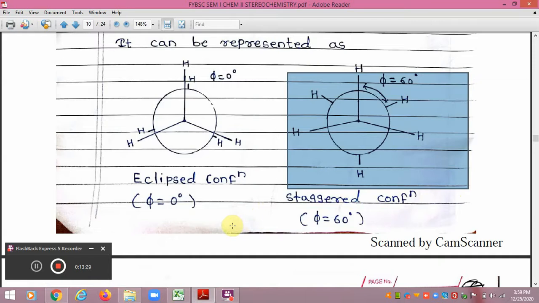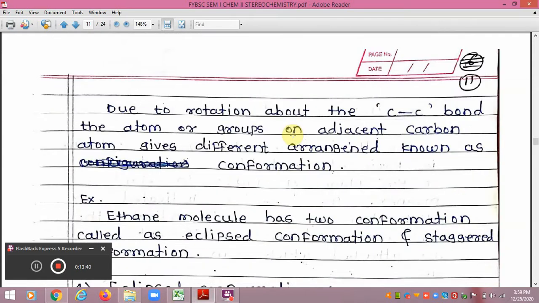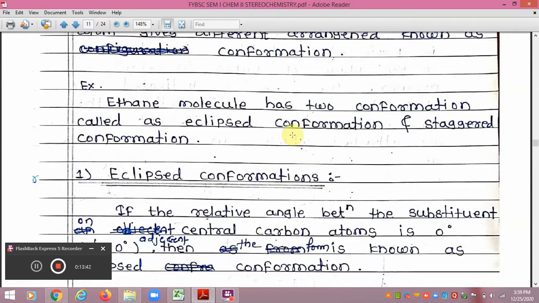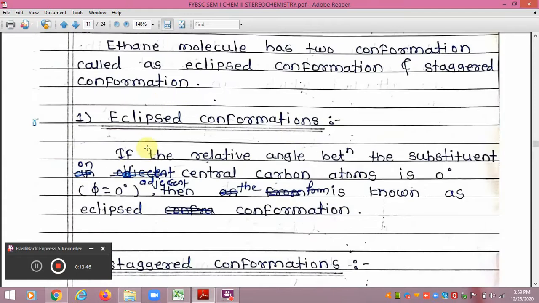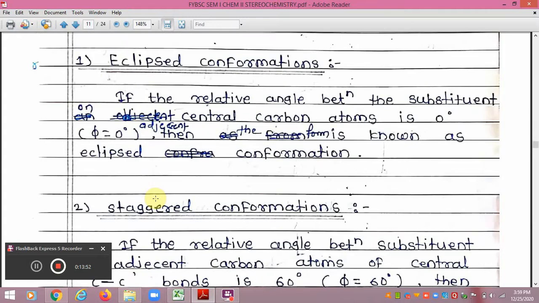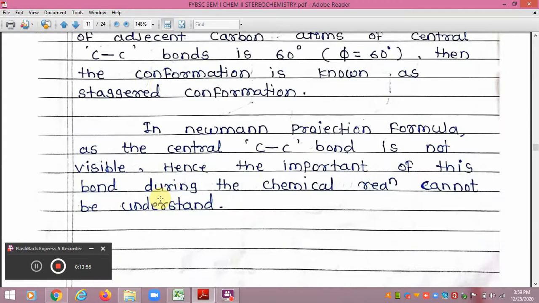This is again very important. In the eclipse conformation, the relative angle between the substituents is 0 degrees, while in the staggered conformation, the relative angle between the substituents is 60 degrees. So this is the Newman projection formula. I hope you can draw the same structures for the other molecules. Here I already talked about the eclipse conformation. If the relative angle between the substituents on adjacent carbon atoms is 0 degrees, then the conformation is known as eclipse conformation, while in the staggered conformation it is 60 degrees.